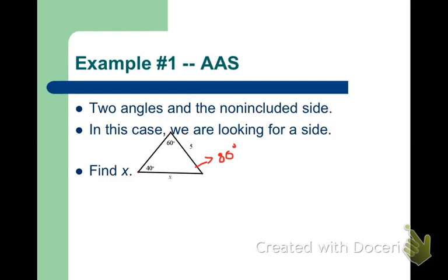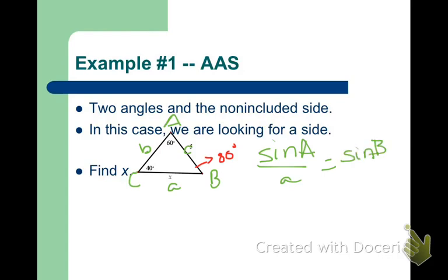So x is across from 60, which means that I can put it into a proportion with 60. Actually, what I want to do first, let's label our sides. Let's make this A, this is B, and this is C. The law of sines tells us that the sine of A over A is equal to the sine of B over B, which is equal to the sine of C over C.